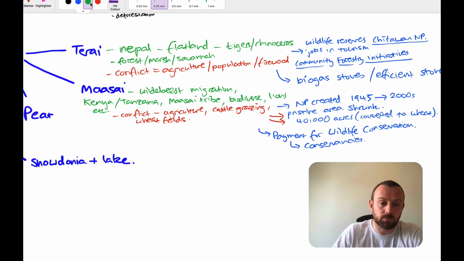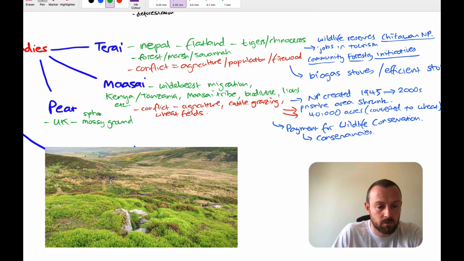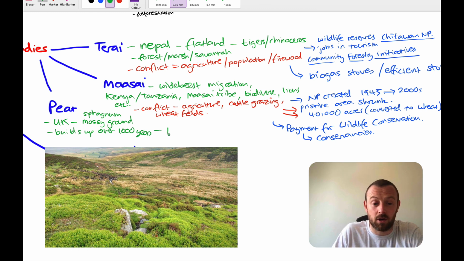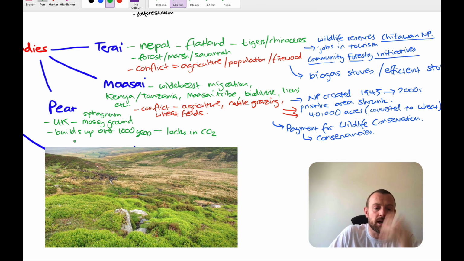Finally, peat. This is UK. Basically, peat is like mossy ground. But this mossy ground is actually called sphagnum moss. It is very slow growing. It builds up over generations or thousands of years. And actually it locks in carbon, and it's really mossy and soaks up moisture. As a consequence, there's high biodiversity there.